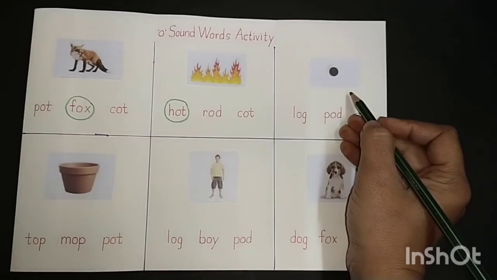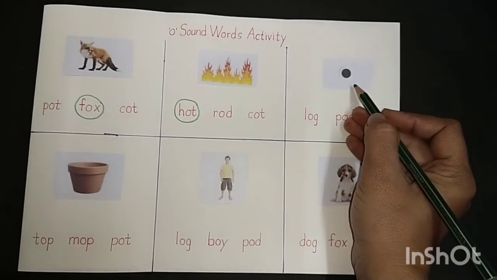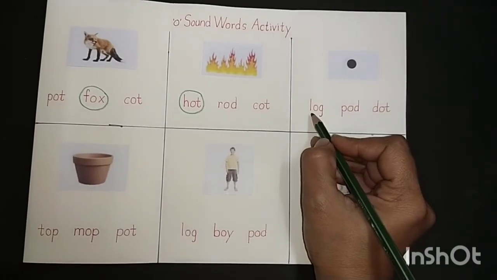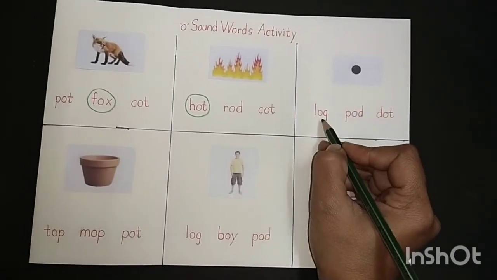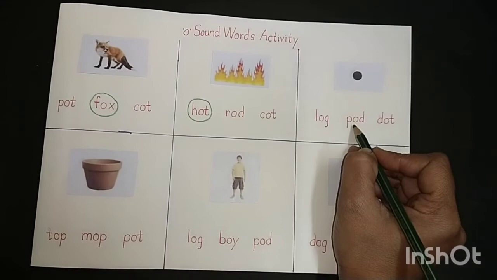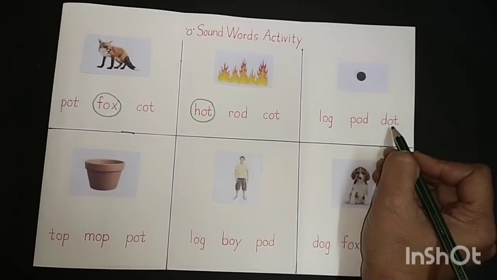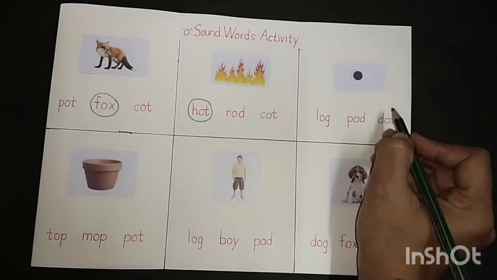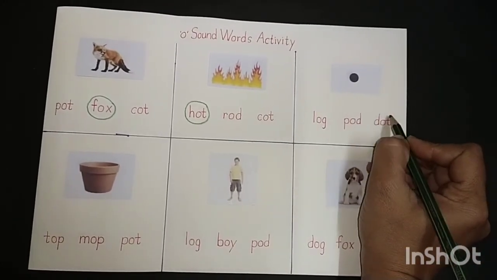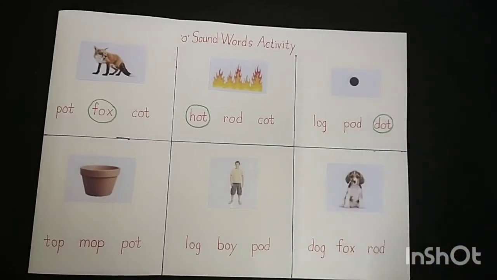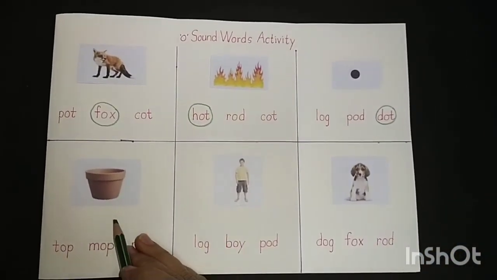Now which picture is this? Yes, this is a dot. So now read the spellings. L-O-G, log. P-O-D, pod. D-O-T, dot. So this is a dot. So we will circle D-O-T, dot.